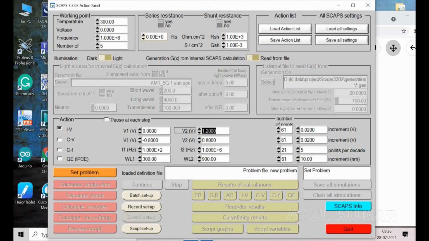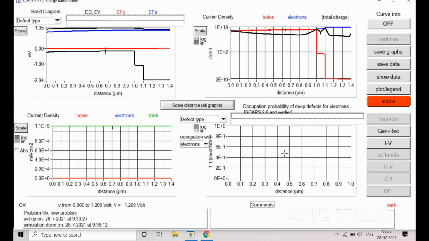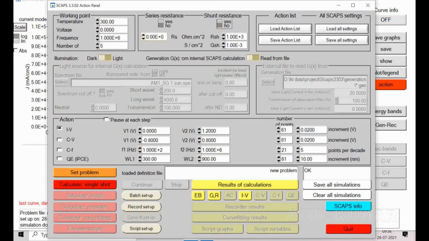So if I take the IV curve in dark, everything is done. I will take it in dark only. Other points I've taken, everything is done. Okay, so now I can go to run the single shot. If I run the single shot, you will see the IV curve coming out, okay, so current is 0. So this is a diode IV curve in dark.